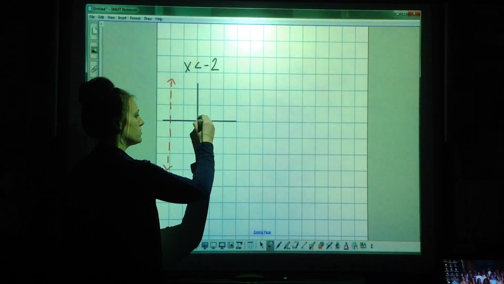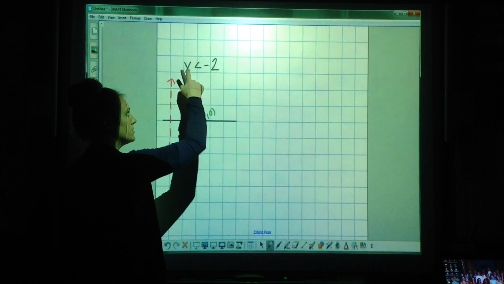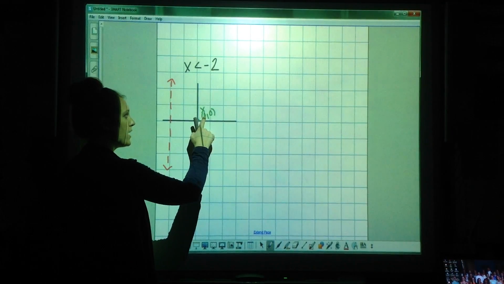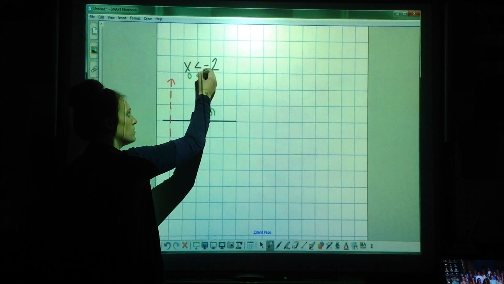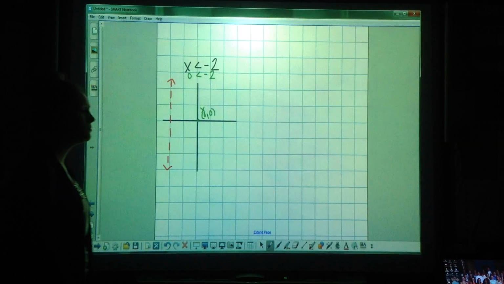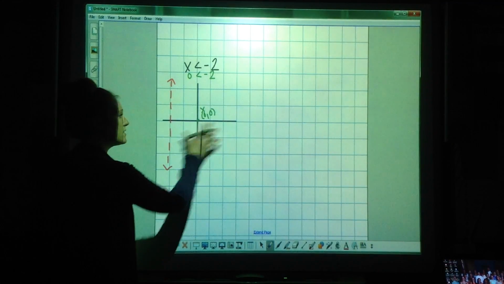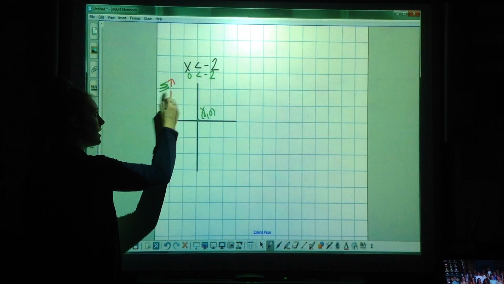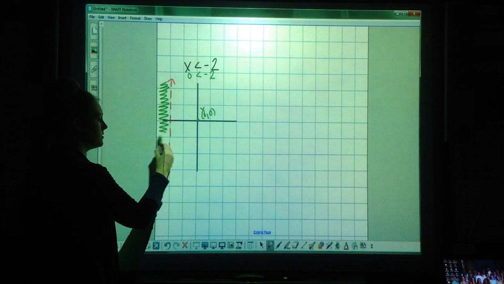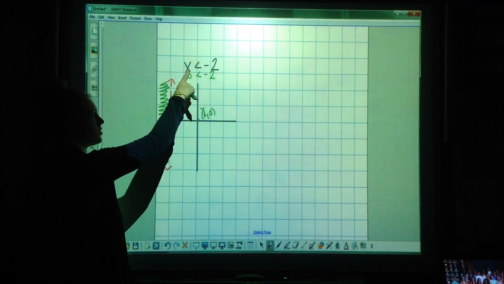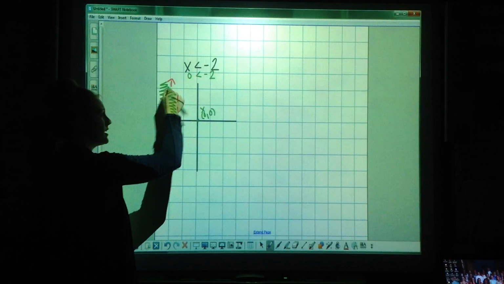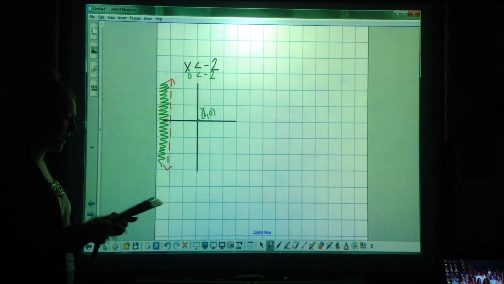I'm going to test 0, 0. This is asking for x's. My x value is 0. Is 0 less than negative 2? No, that's false. That means that these are not answers. Anything to the left is an answer. You could also read this as x is less than negative 2, less than is shaded to the left.